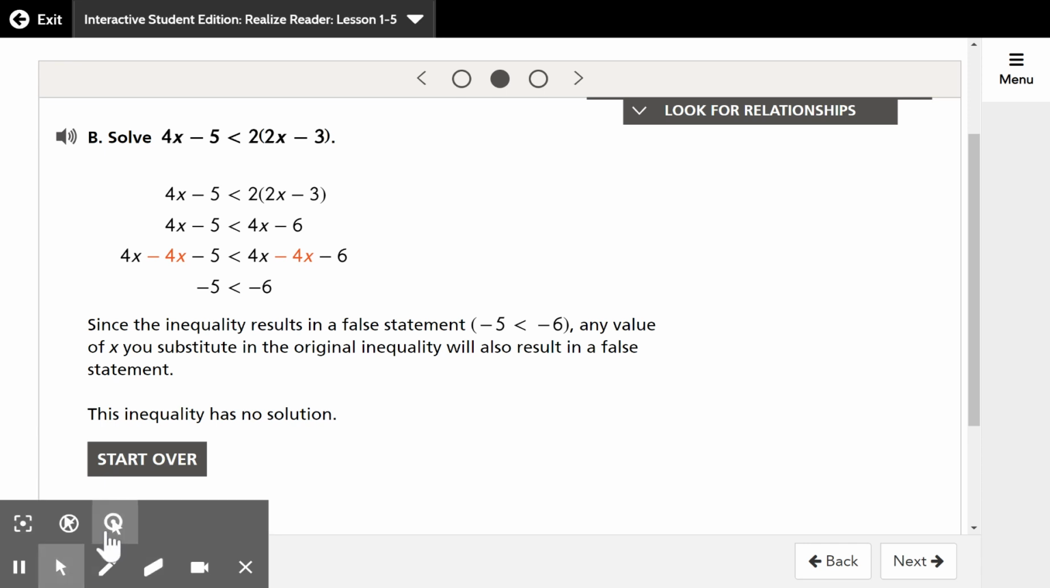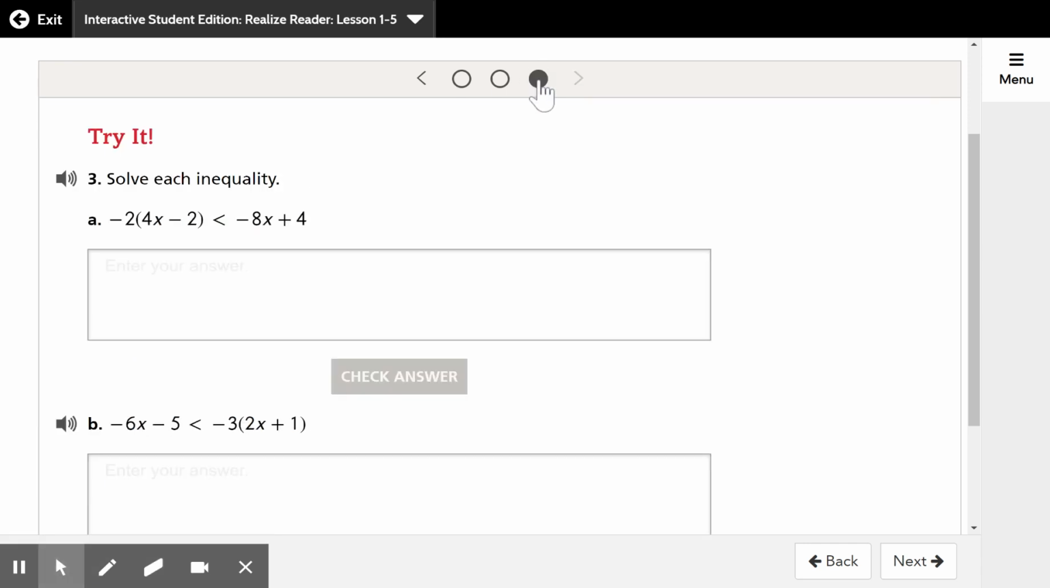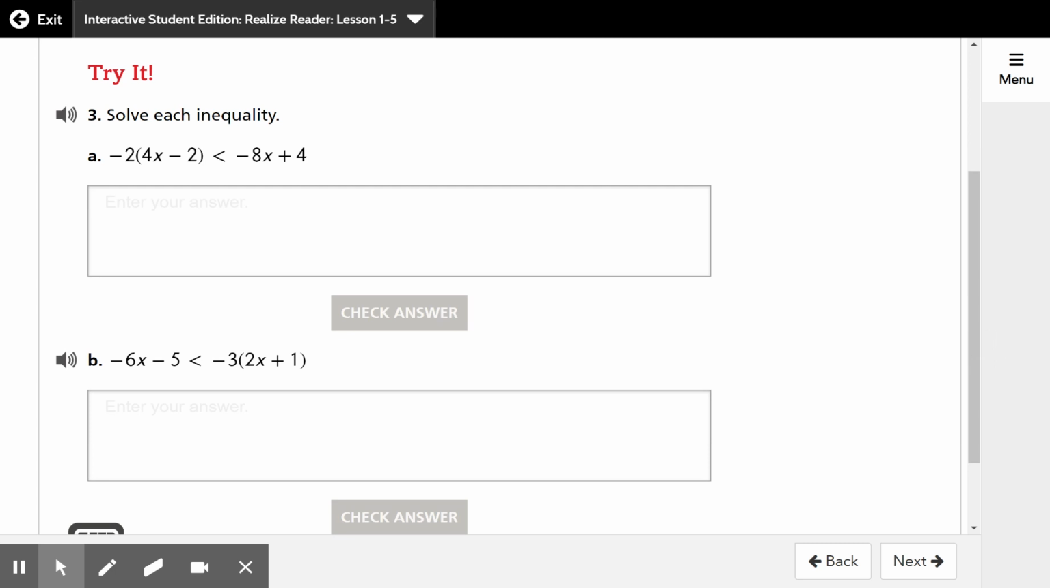Now what I would like you to do, and you can write this down, is this assignment will be in your online Envision assignment, so you can check your answer. You can just type it in. So the first problem you are to do is negative 2 times the quantity 4x minus 2 is less than negative 8x plus 4. And then for part B, negative 6x minus 5 is less than negative 3 times the quantity 2x plus 1. So this is where you're going to hit pause.